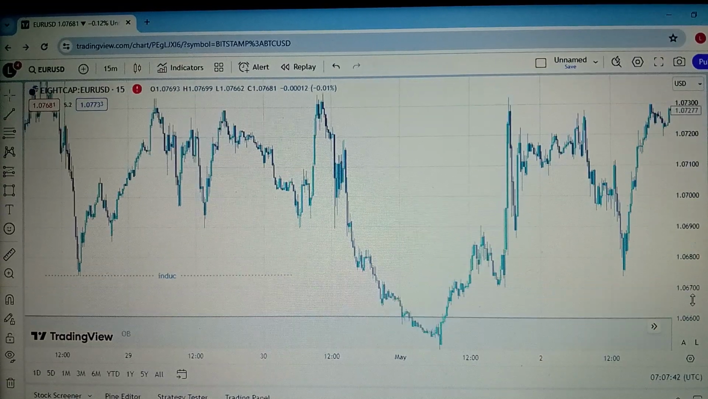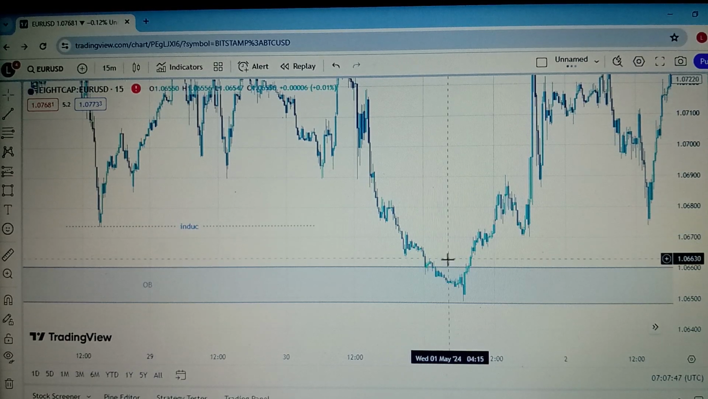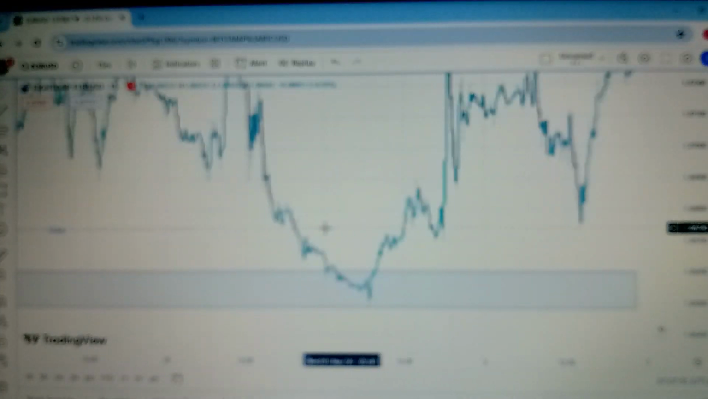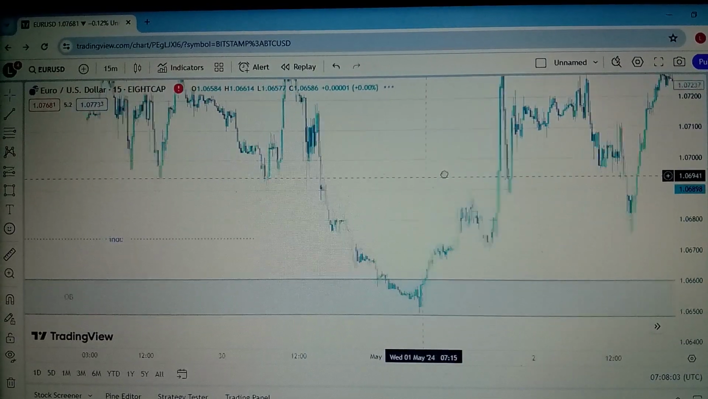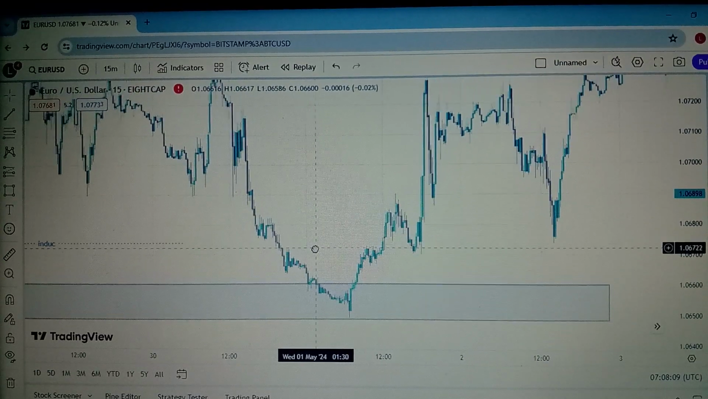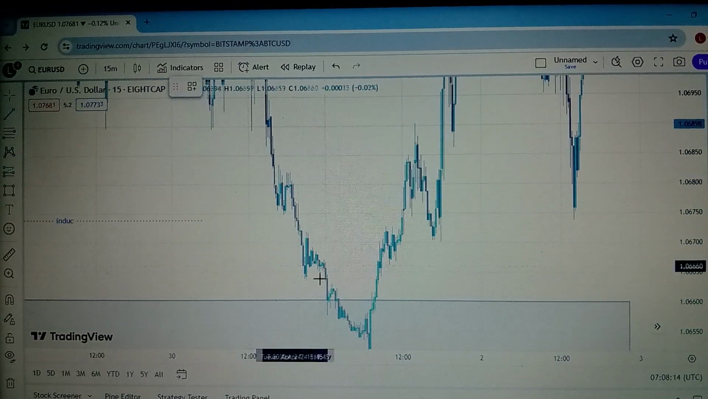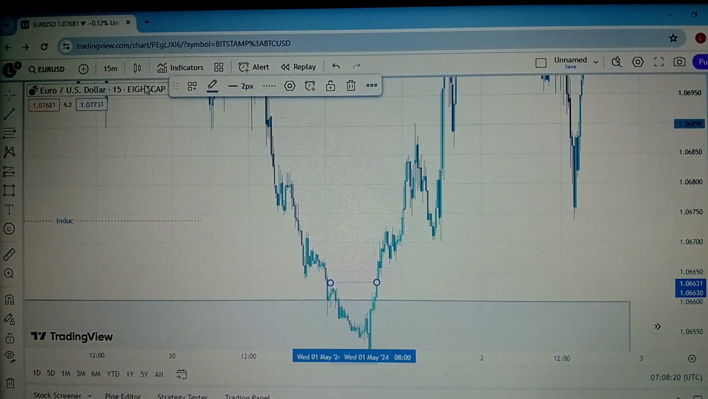So what I saw is that price actually came down and mitigated these levels right here, and we have a change of character approximately, a 3 candle pullback. We have a change of character right here, guys. So this is my change of character right here.